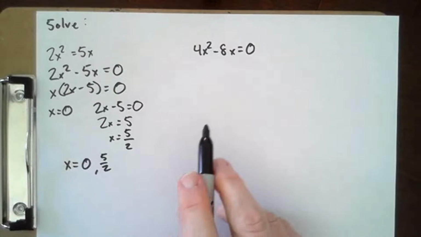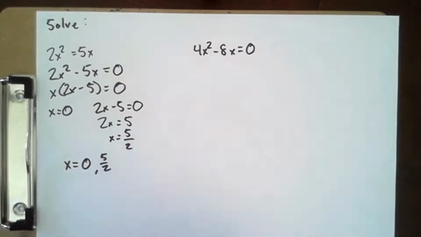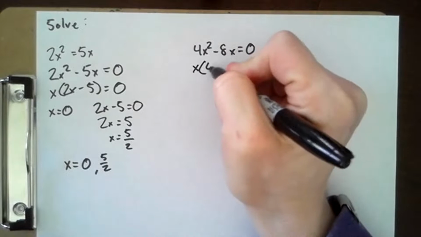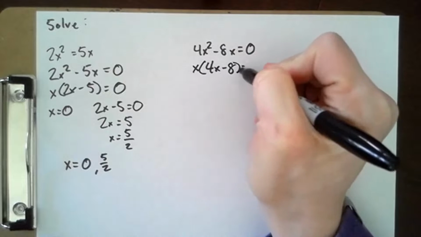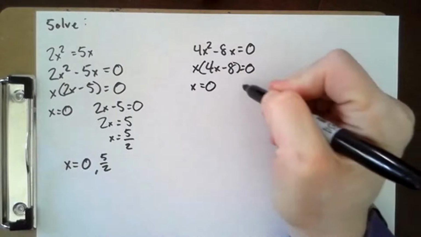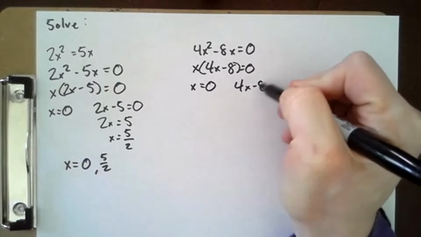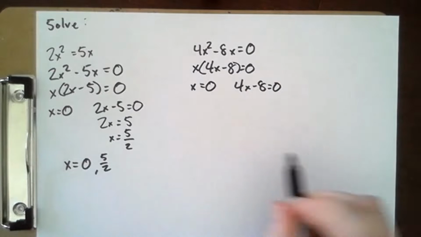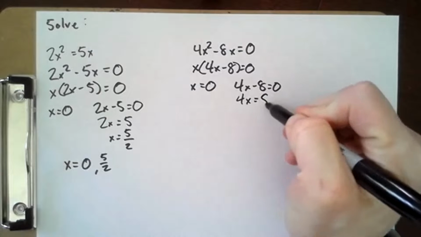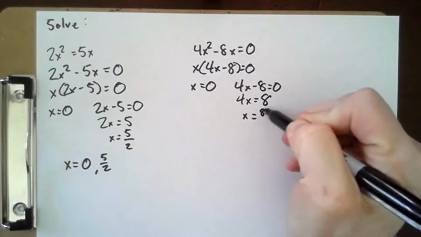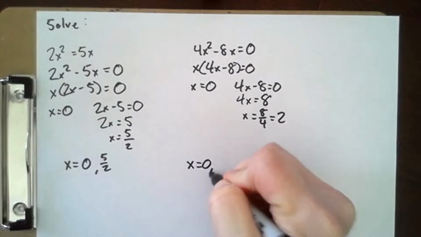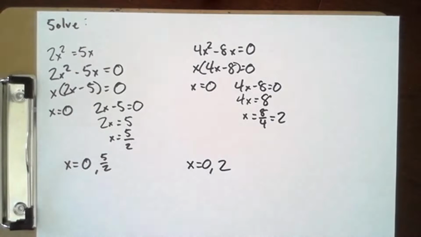For this other one, 4x squared minus 8x equals 0. This is already in the form we want in order to start factoring. I factor an x out of each term to get x times 4x minus 8 equals 0. So either x equals 0 or 4x minus 8 equals 0. I solve 4x minus 8 because x equals 0 is already solved. 4x equals 8, which means that x equals 8 divided by 4, which is 2. This means that either x equals 0 or x equals 2. Those are our solutions.